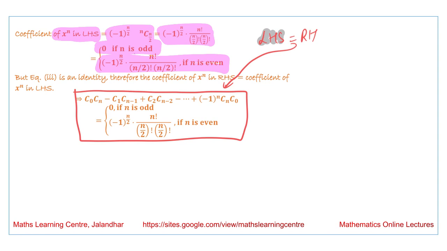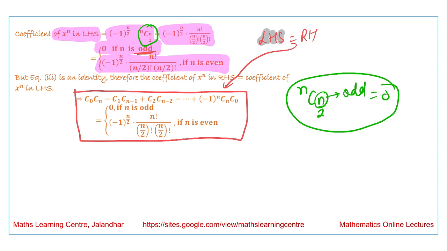Why? For odd, we have the value over here, it is nC(n by 2), and if we consider the value of n to be odd, then clearly this value will be equal to 0.